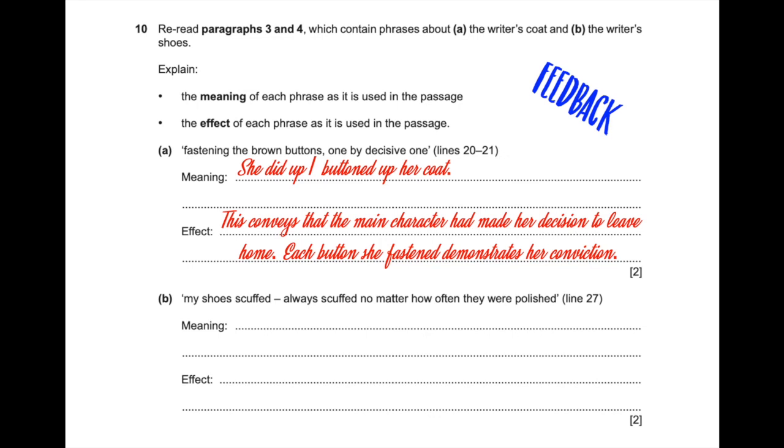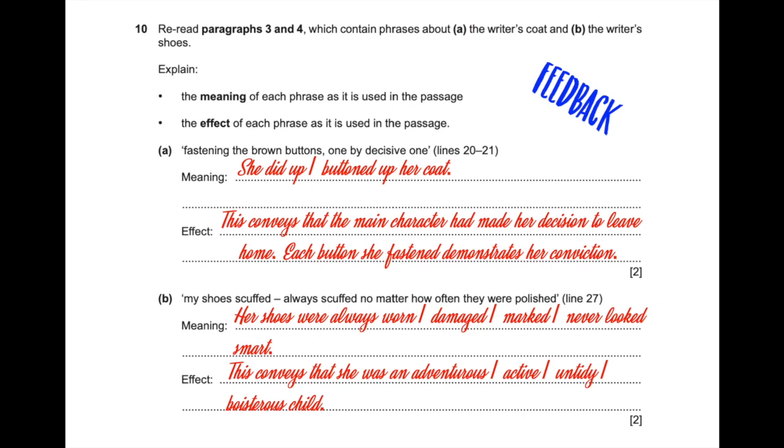Let's look at part B. "My shoes scuffed. Always scuffed, no matter how often they were polished." So what does that mean? Her shoes were always worn, or her shoes were damaged, or her shoes were marked, or her shoes never looked smart. And the next question is, what is conveyed by the fact that her shoes were always scuffed? This conveys that she, the main character, was an adventurous or an active or an untidy or a boisterous child.